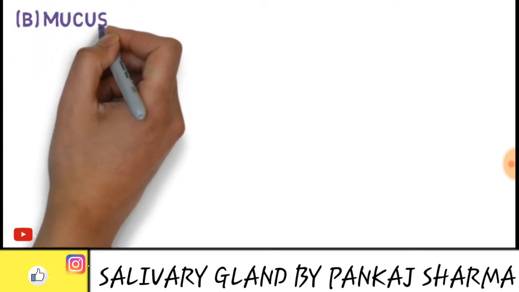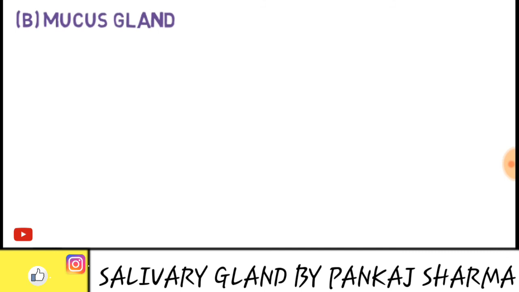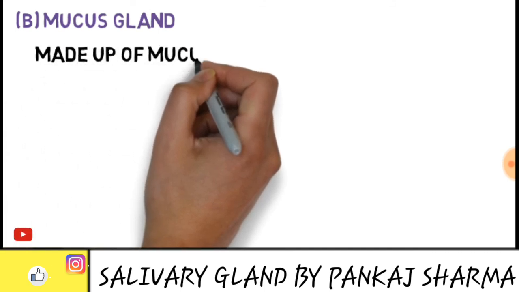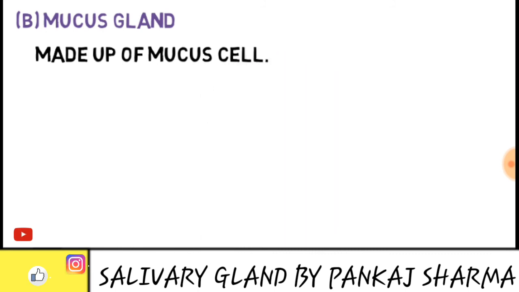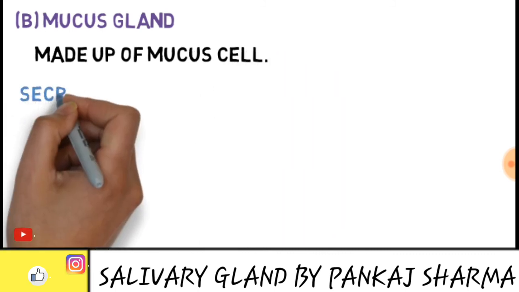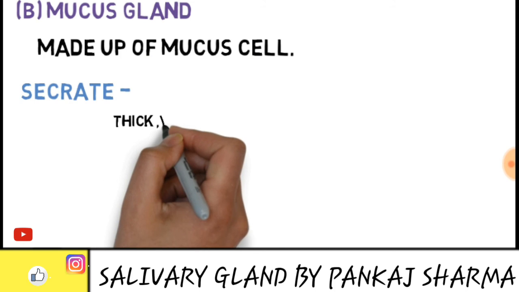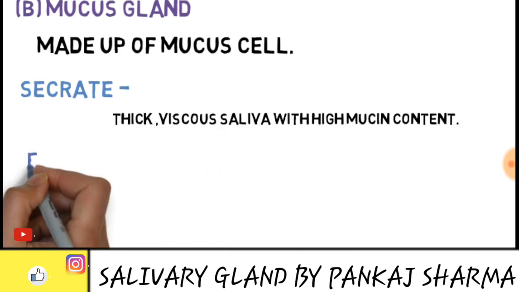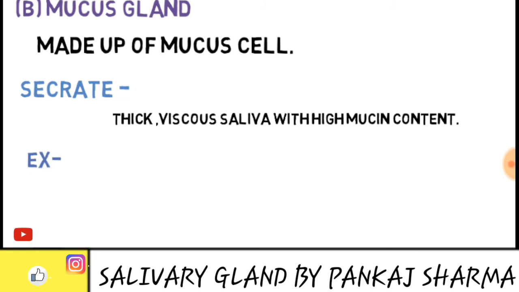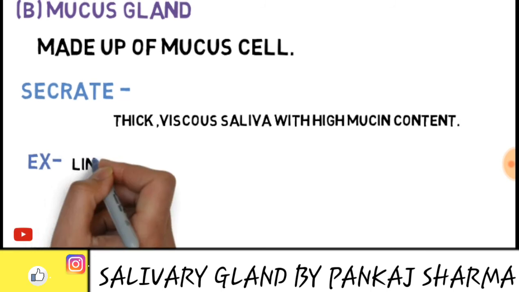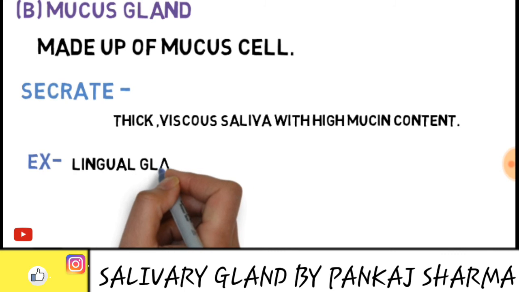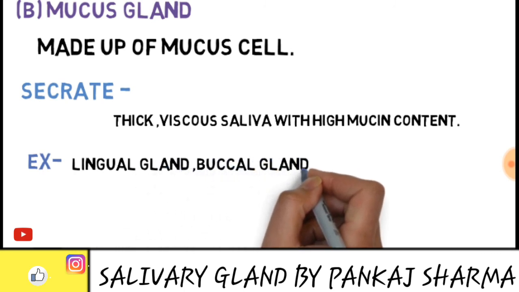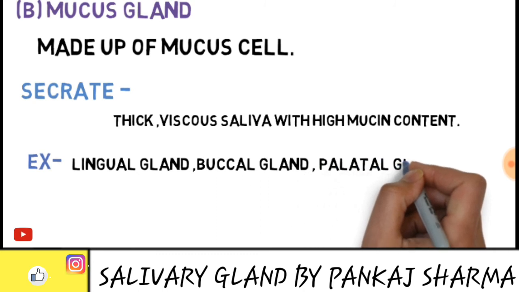Then next is mucus gland. It is made up of mucus cell. It secretes thick viscous saliva with high mucin content. Examples of mucus gland are lingual gland and buccal gland, along with palatal gland.